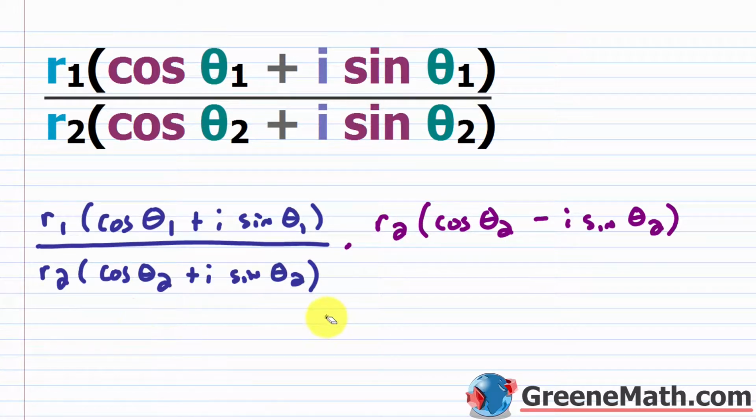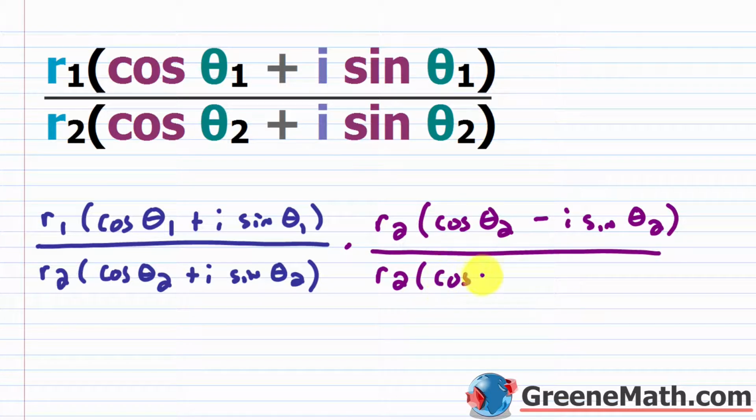So I'm just going to write this in the denominator here: r sub 2 and then cosine of theta sub 2 minus i times sine of theta sub 2, like this. Now this is quite lengthy, so I'm going to do the numerator and denominator separately. The numerator is going to be very similar to what we did earlier.